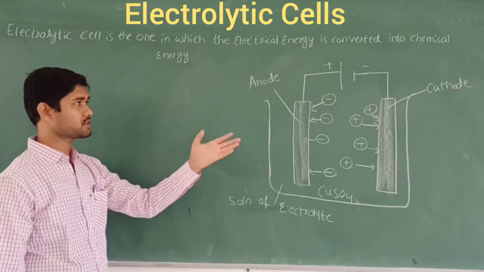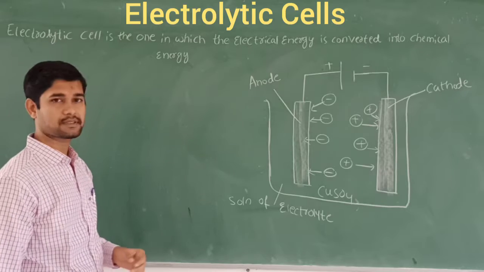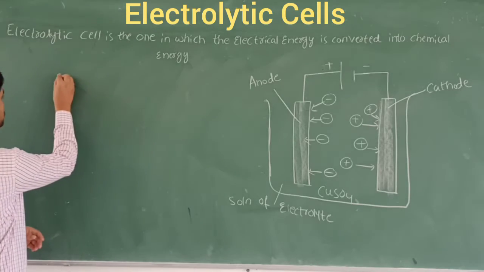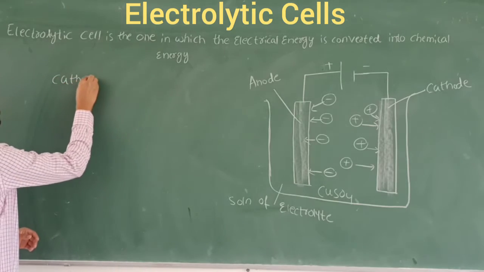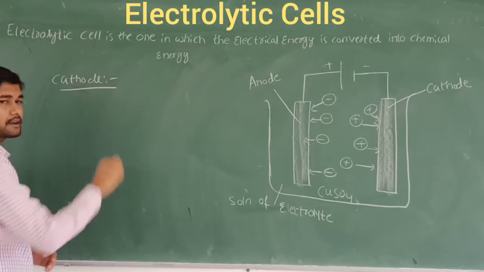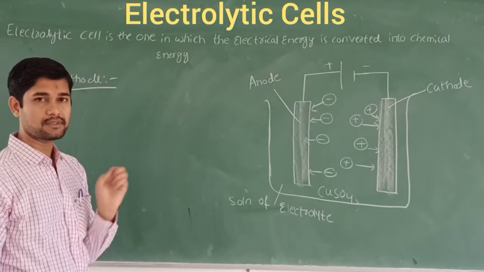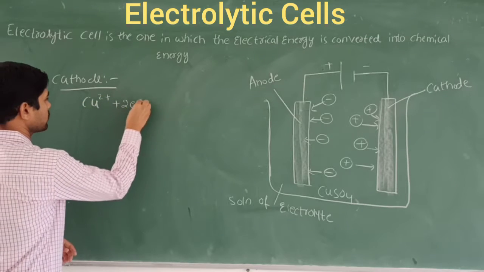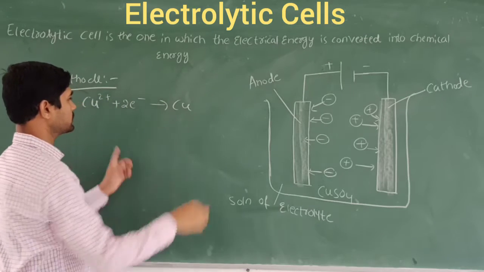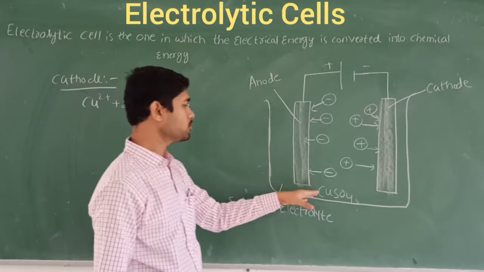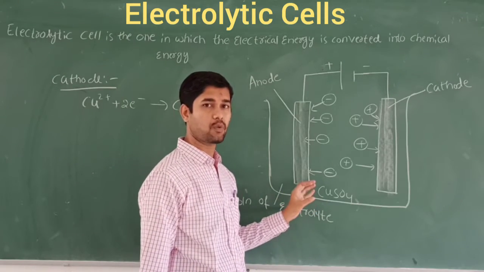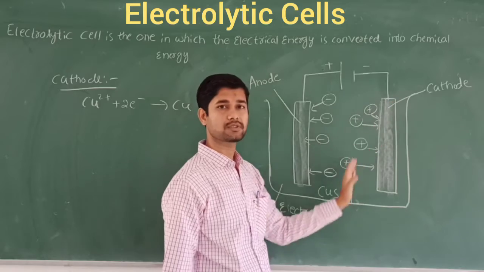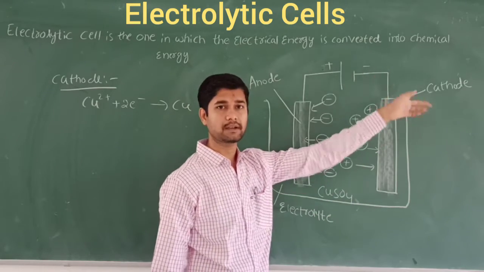The reactions occur at the cathode, and reduction takes place. First I should write the cathode reaction. Cathode means always reduction will take place. Reduction is gain of electrons. So Cu2+ plus 2 electrons becomes Cu. At this position, pure copper metal is deposited on the cathode side. Cathode means negative terminal, negative charge.